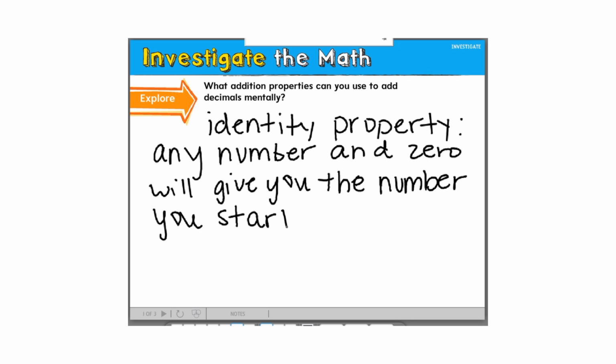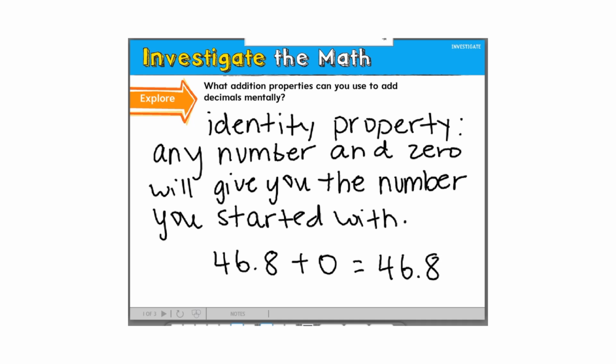Now, the reason why we're doing this in a decimal chapter is to let you know that these same properties hold true with decimals also. As long as you're adding them, you're still going to be doing the same thing. So for my example here, 46 and 8/10 plus 0 is just going to give me 46 and 8/10. You learned about these properties in 4th grade, but now we're talking about them again in 5th grade because we wanted to let you know that it still works for decimals.